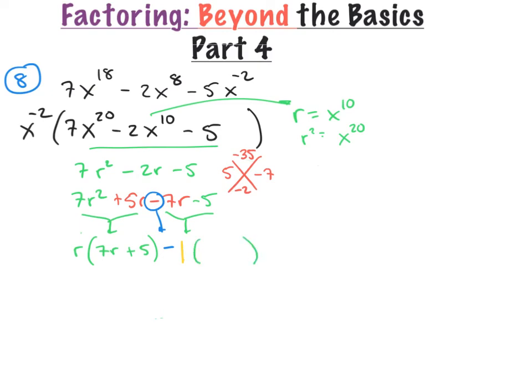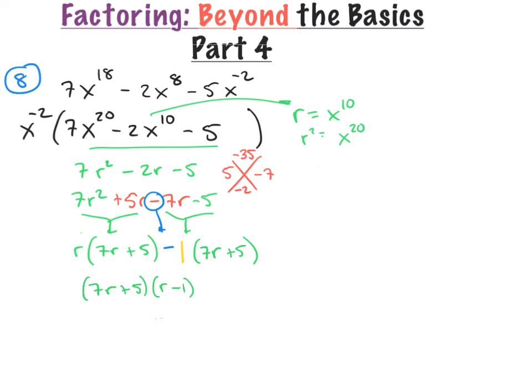Now remember, because of the negative, you're not factoring out a 1. You're actually factoring out a negative 1. So negative 1 divided into negative 7r is 7r. And negative 1 divided into negative 5 is plus 5. So this factors to 7r plus 5 times r minus 1.